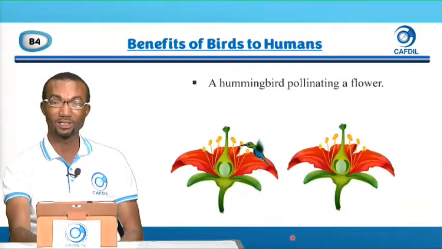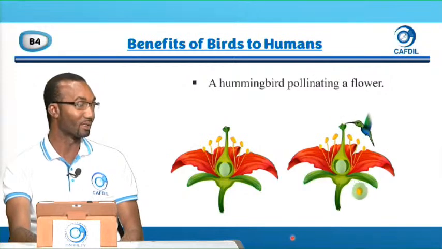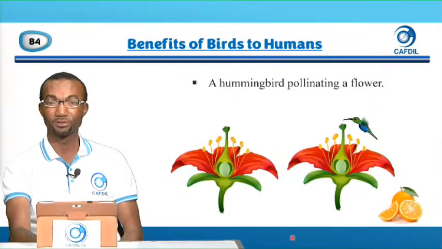So let's look at it again. This bird will fly. Some pollen grains will stick on the beak, and then they will drop them on the stigma of the flower, and then they will join the egg and it will develop into a fruit.